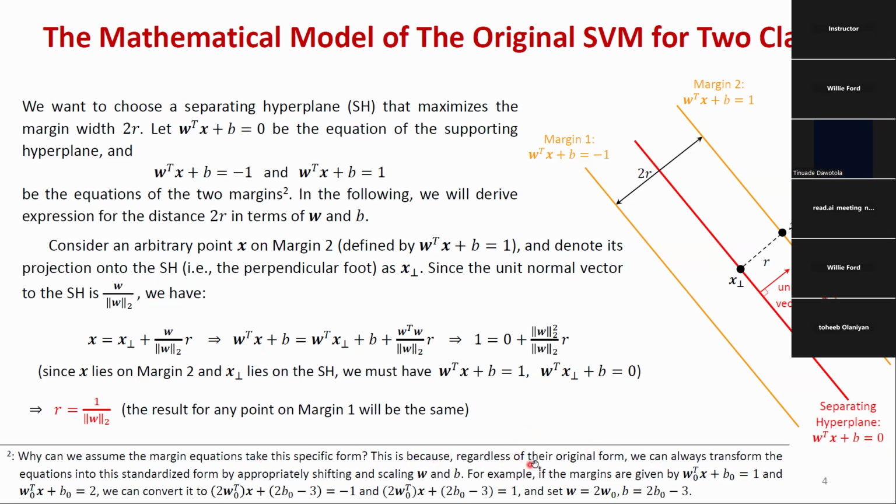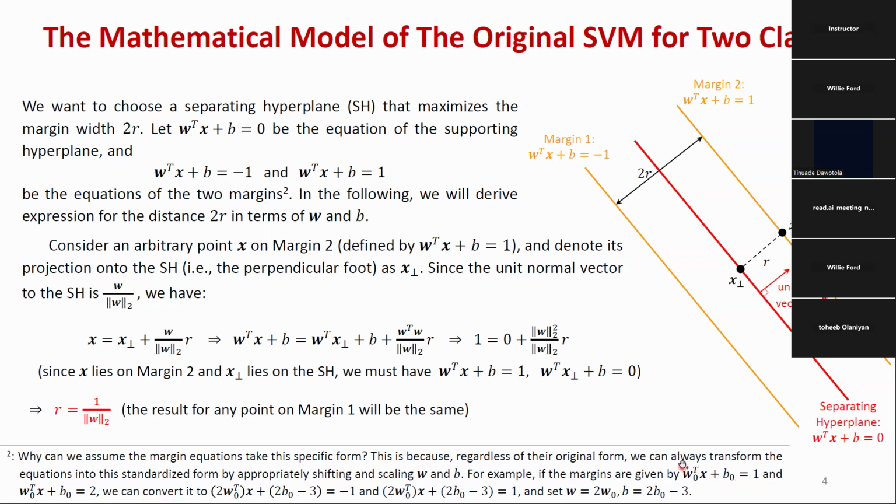No matter what the original form, we can always transform the equation into this standard form, which is W^T x plus b equal to minus or plus 1, by appropriately shifting and scaling W and b. So here I give you an example. Suppose the true margins are given by, to avoid notation confusion, W0 and b0. Suppose W0^T x plus b0 is 1 and the other one, I just randomly define. You can define any number, the same trick works exactly the same.